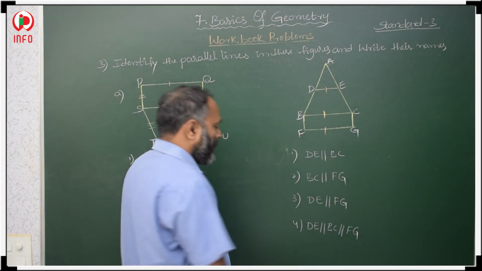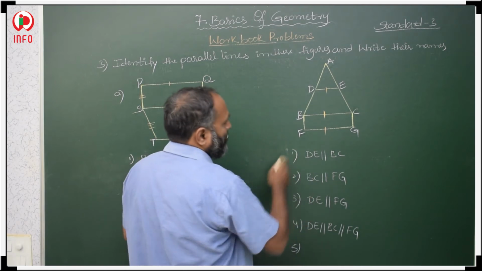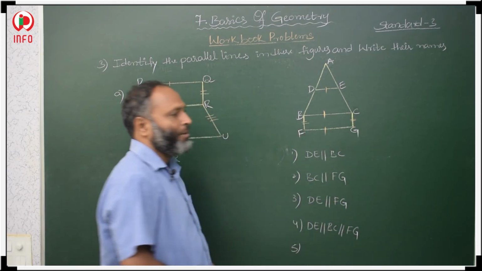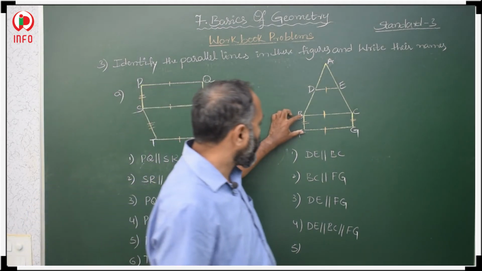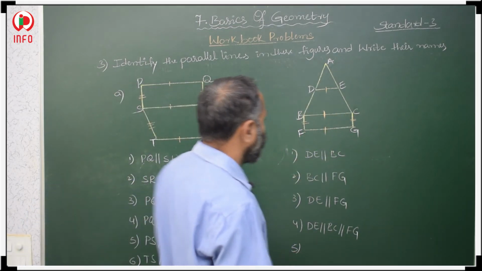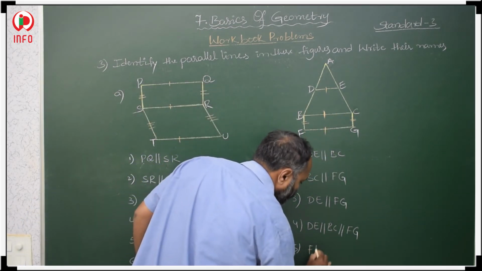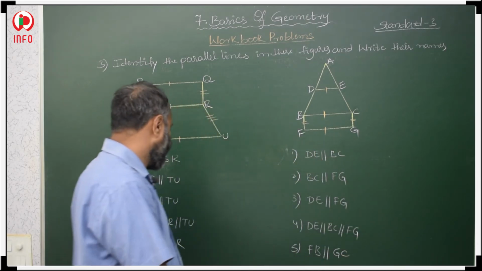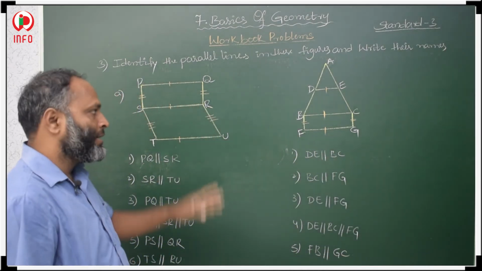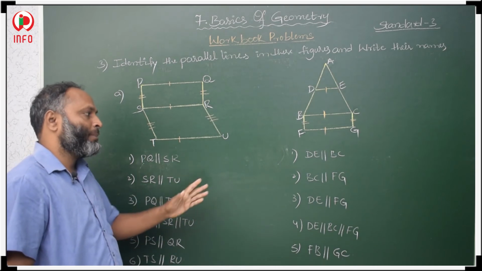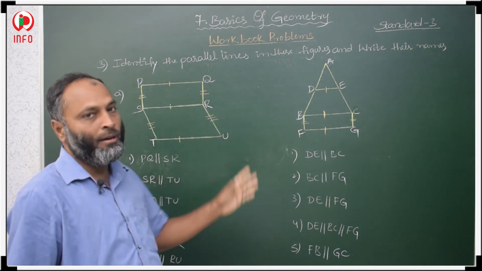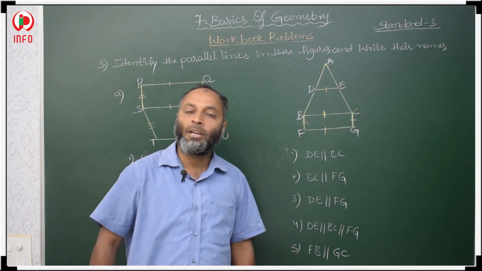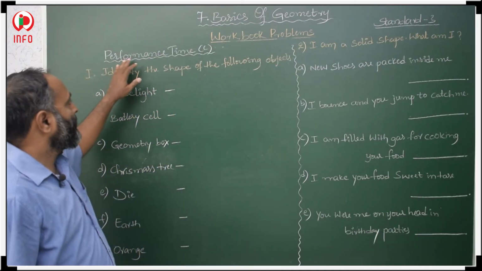Next, again, what is parallel? FB is parallel to GC. These two are parallel. So all these parallel conditions we have to write. In this way, we have to see, think, and write all the parallel lines. Okay. Now next, performance time C.